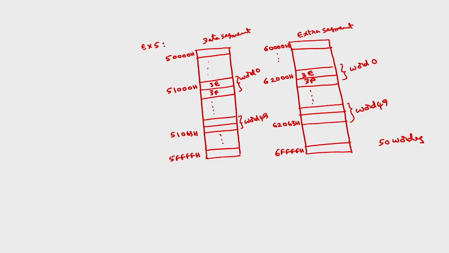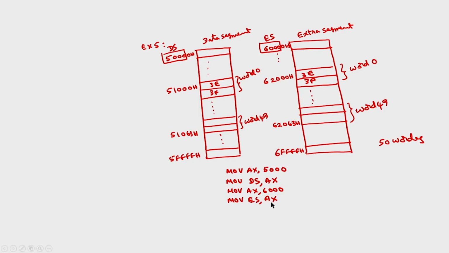Now this is slightly different because I am using two different segments. So the program will be: MOV AX, 5000, this is the data segment register, MOV DS, AX. Again, MOV AX, 6000, this is the extra segment register, MOV ES, AX. So I am initializing the data segment and extra segment with 5000 and 6000 respectively.